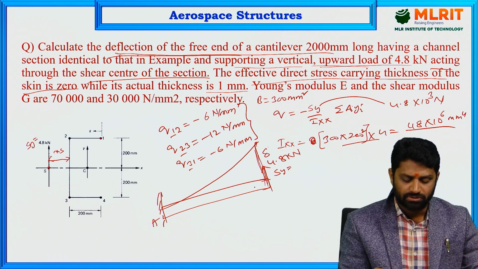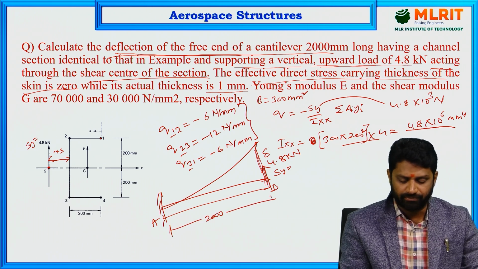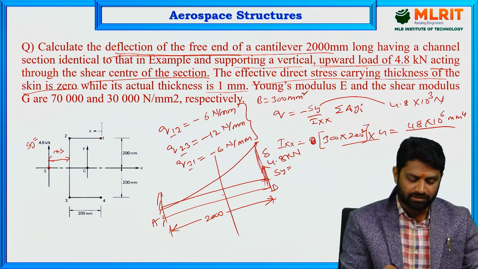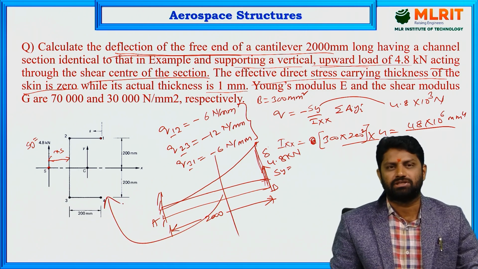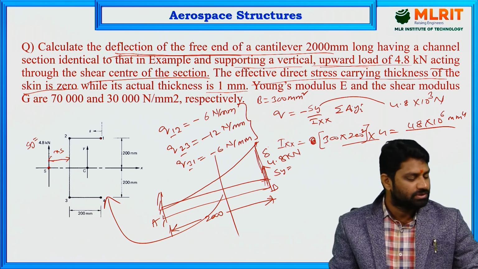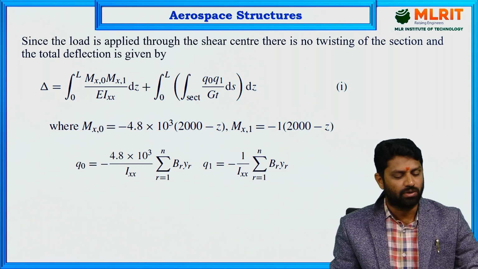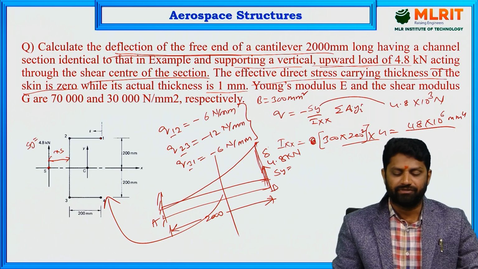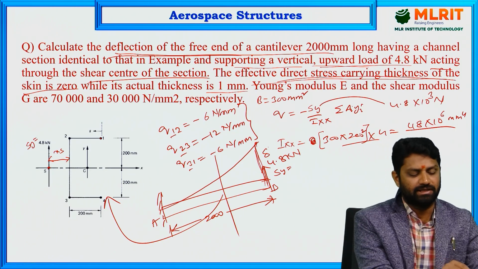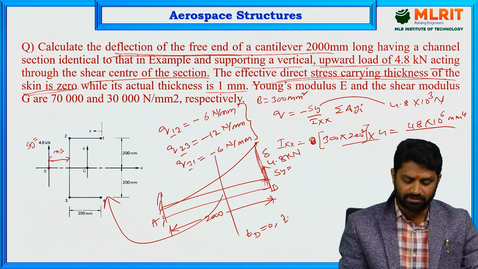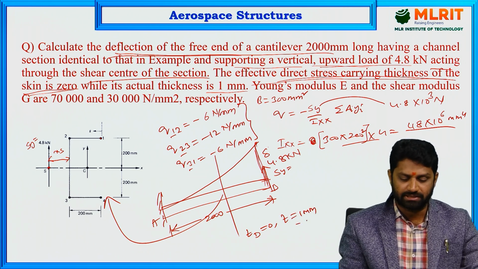Even the span of this cantilever beam is given as 2000 mm, which you can also mark here, and the cross section is shown here as a channel section with the booms. So that is the diagram. Let's look into this problem. He also mentioned that the effective direct stress carrying thickness of the skin, TD, is equal to 0, and the actual thickness, T, is equal to 1 mm.